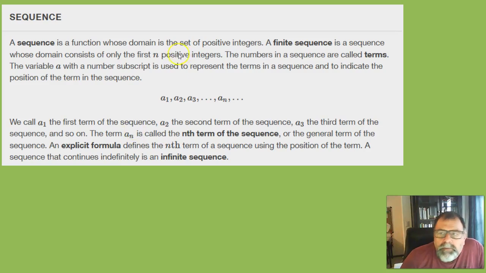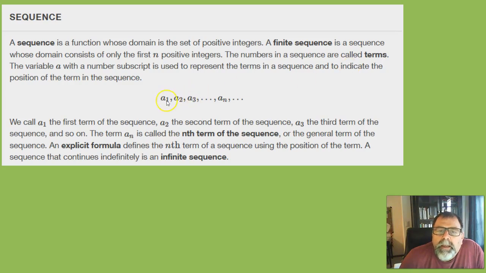Here's the formal definition of a sequence. A sequence is a function whose domain is the set of positive integers. That's the same thing as saying the natural numbers or the counting numbers: 1, 2, 3, 4, and so on. A finite sequence is a sequence whose domain consists of only the first n positive integers, so you're going to stop somewhere, like the first 10. The numbers in the sequence are called terms.